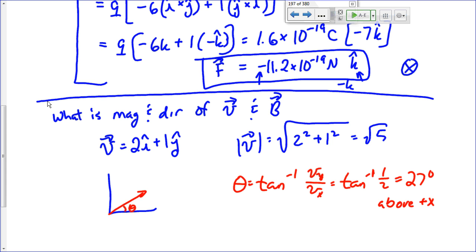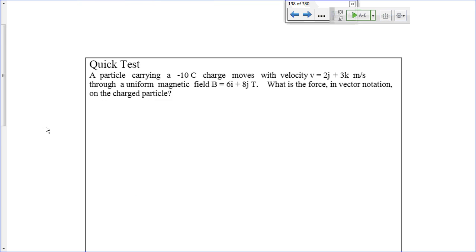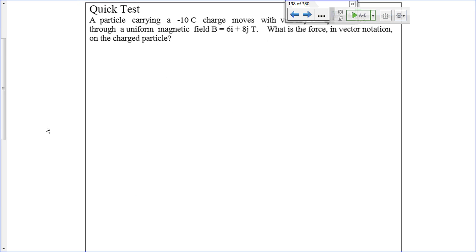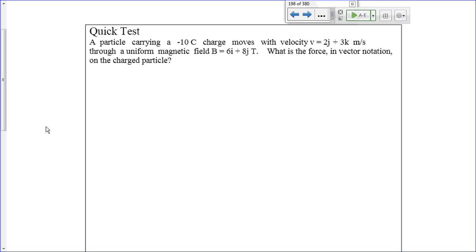Alright. Let's do this next one. This was a quick test from an old exam. You can try it on your own. Likely your exam problem would be a little bit more complicated. It'd have some other additional problems attached to it. Well, let's try this just to practice your cross product. I'll give you a head start. Doing our QV cross B here.